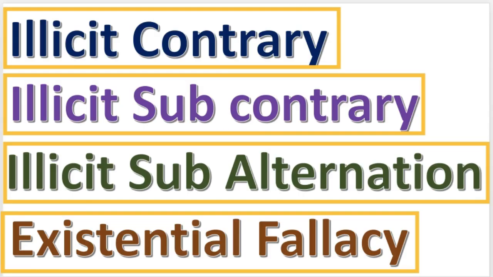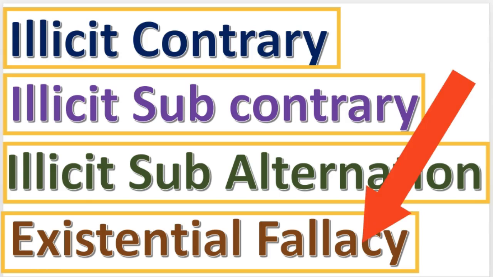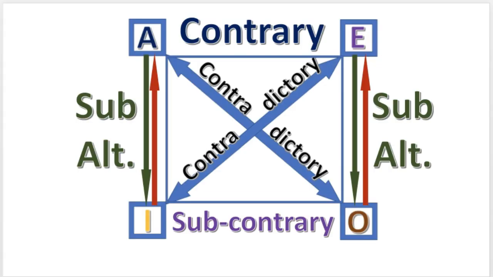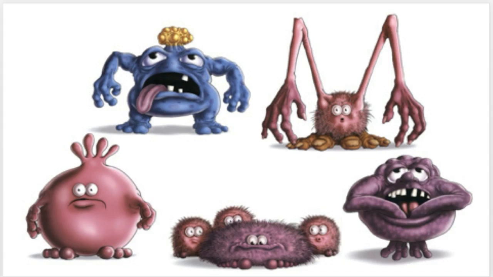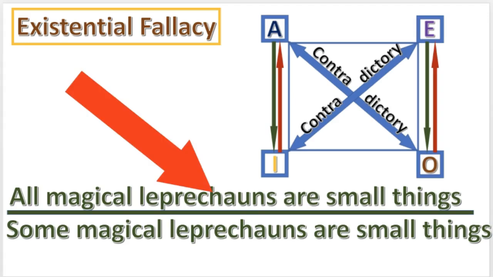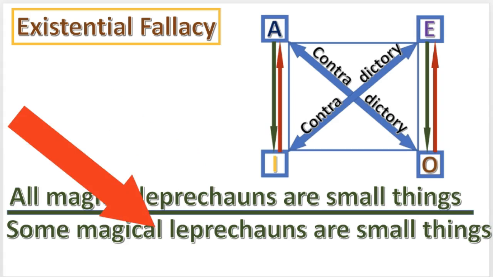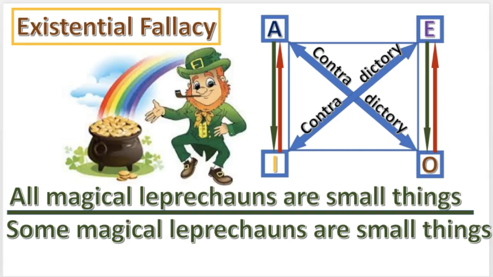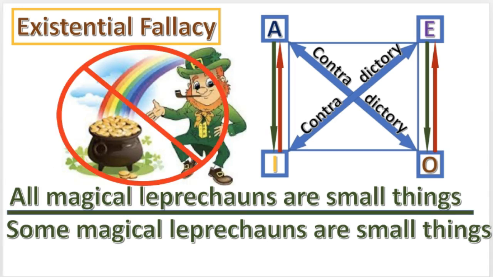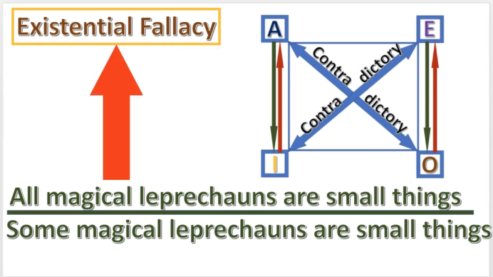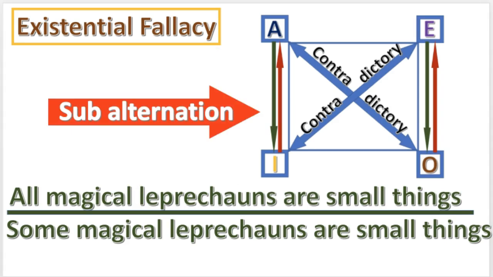And finally, the existential fallacy. Now this fallacy occurs when the relations are applied to things that do not exist. For example, the premise and conclusion here are statements about magical leprechauns, and since magical leprechauns do not exist, the existential fallacy is committed, even though the subalternation relation was applied properly.